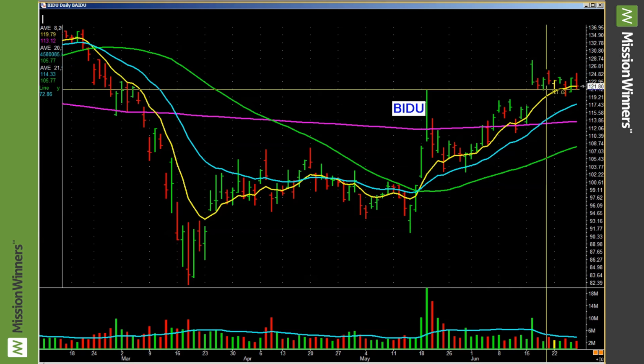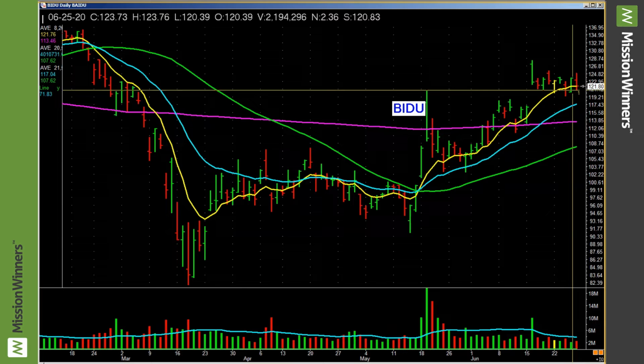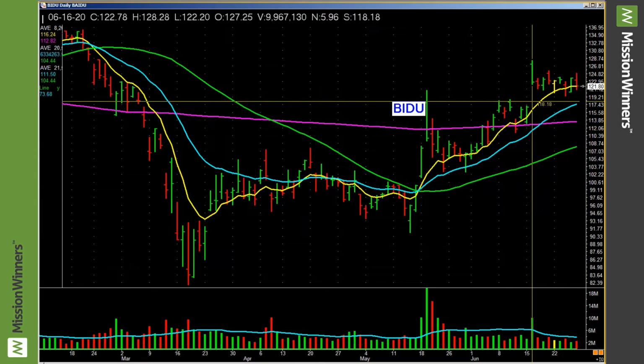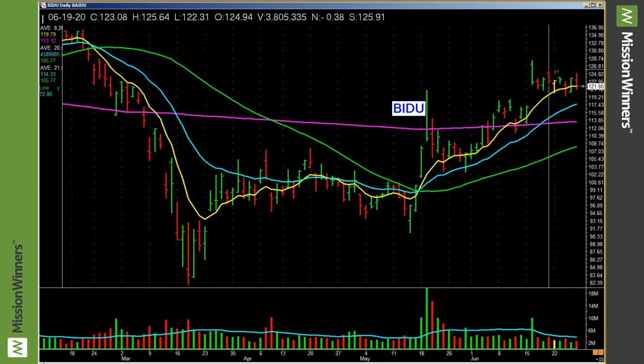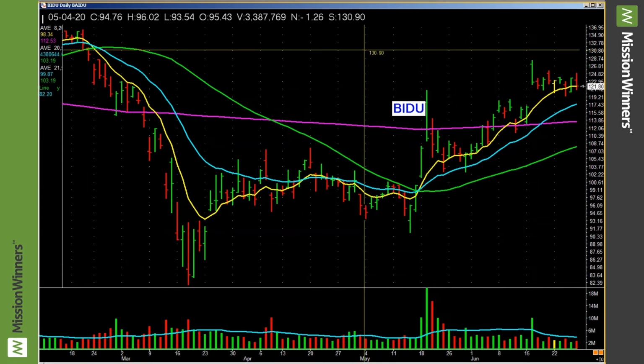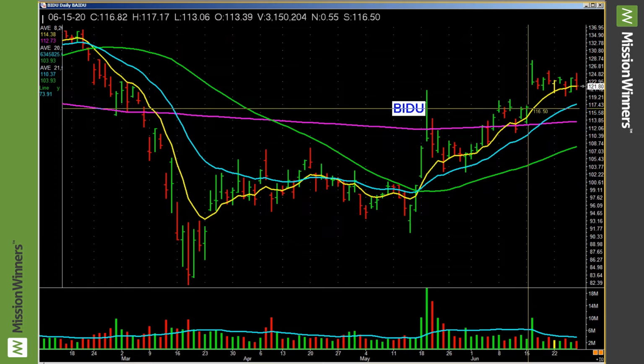Baidu. Similar situation. It's just chopping around. It's still above the rising 8-day. It's right on the rising 8-day. And you can say, oh, this was a good bar. I want to share something with you. A lot of people just look at the bars and go, oh, it's a green bar on heavy volume. That's a good bar. One of the things that sets us apart at Mission Winners is we look at the open, high, low, close. Here's where it closes on this day.